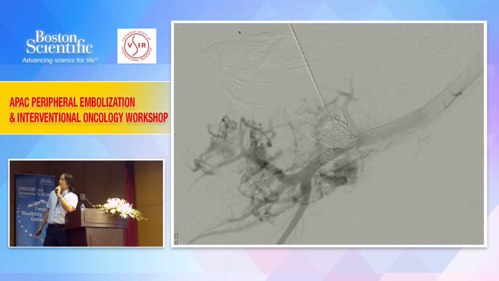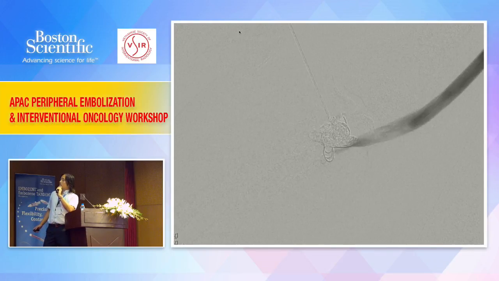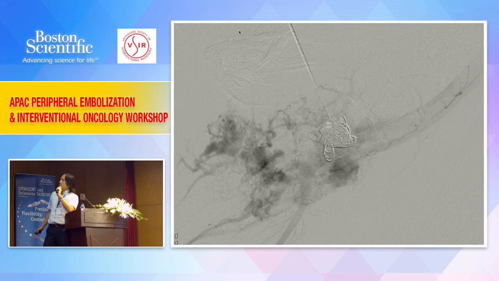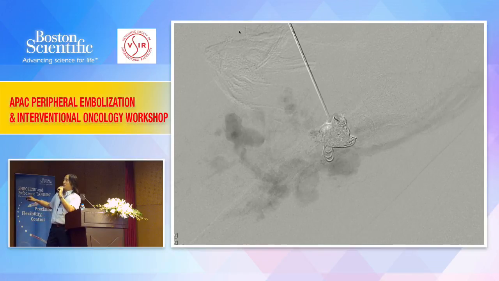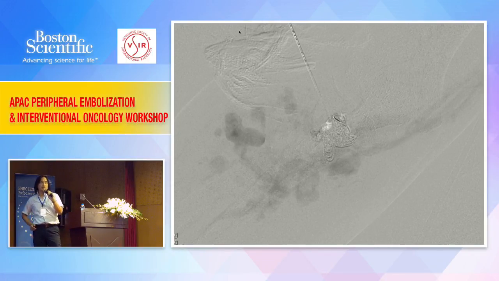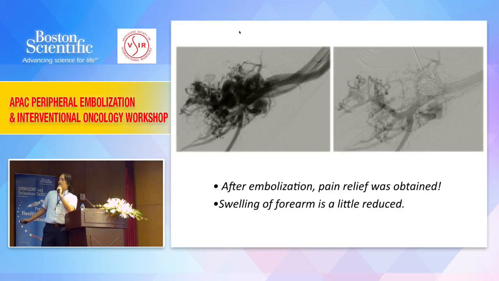This is the final result. Compared to before, you can see that around here, the nidus disappeared completely. This is pre-embolization and post-embolization. In this session, I treated around here, but of course there is some remaining nidus, so in the next session, I will embolize it.